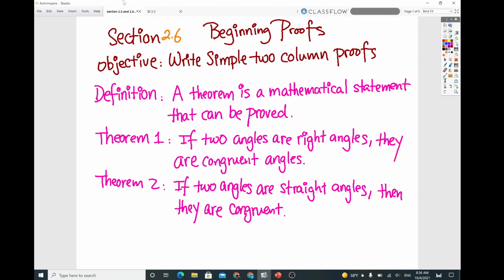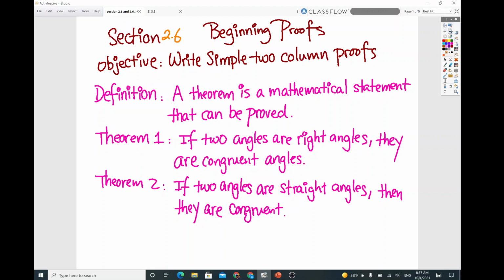I want to talk about the continuation with the two-column proof. The objective is simple two-column proofs. Definition: a theorem is a mathematical statement that can be proved. We talked about that already. Theorem 1: if two angles are right angles, they're always congruent. Theorem 2: if two angles are straight angles, then they're also congruent.